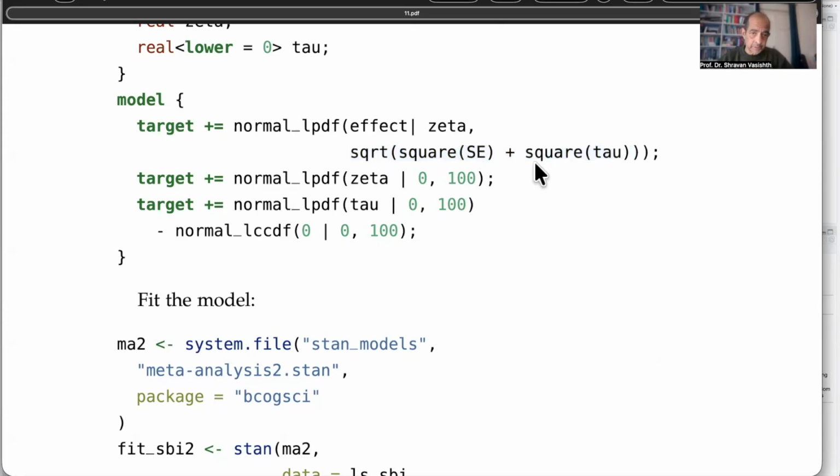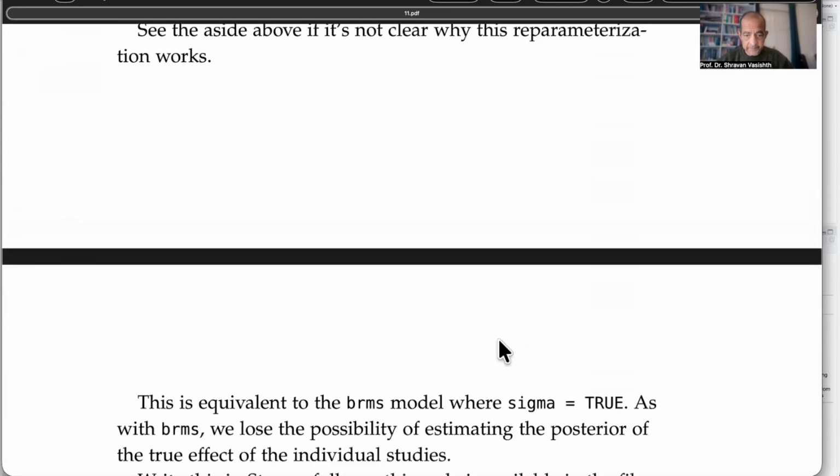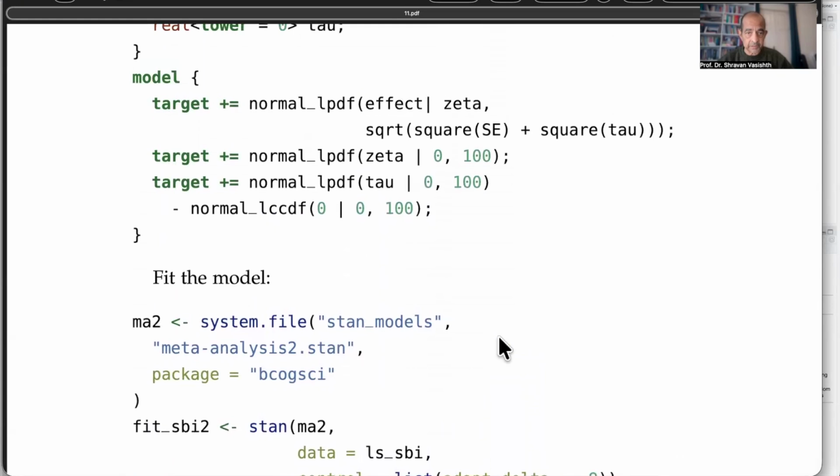So you end up exactly implementing this model here, right? That's the only change. Now you've lost all the zeta sub n's, so you can't recover them now. And so then you define your priors as before, and then you're done, right?